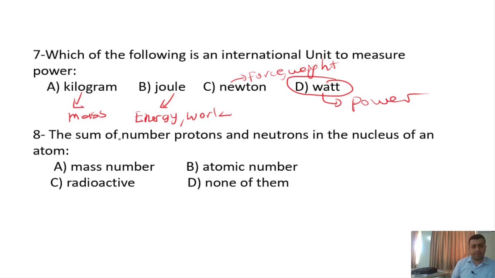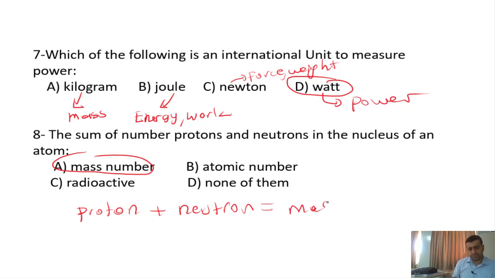Question 8. The sum of the number of protons and neutrons in the nucleus of an atom, it will be, of course, mass number, because proton number plus neutron number is equal to mass number. So it will be A.